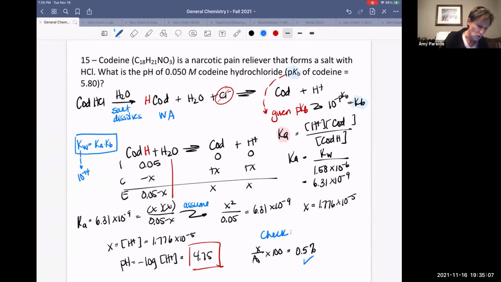Okay, so going through and solving for X, we're going to be able to use a simplifying assumption. And that's going to allow us to solve for X.